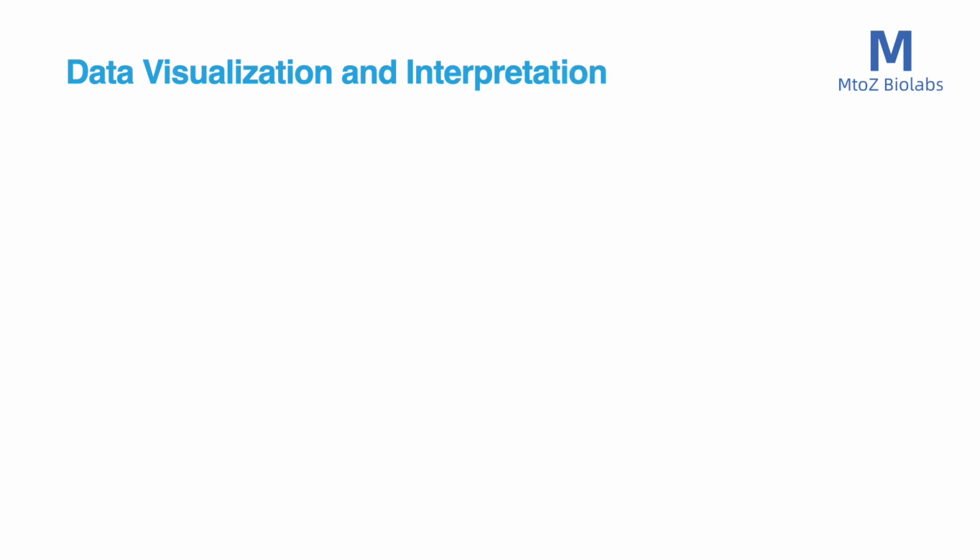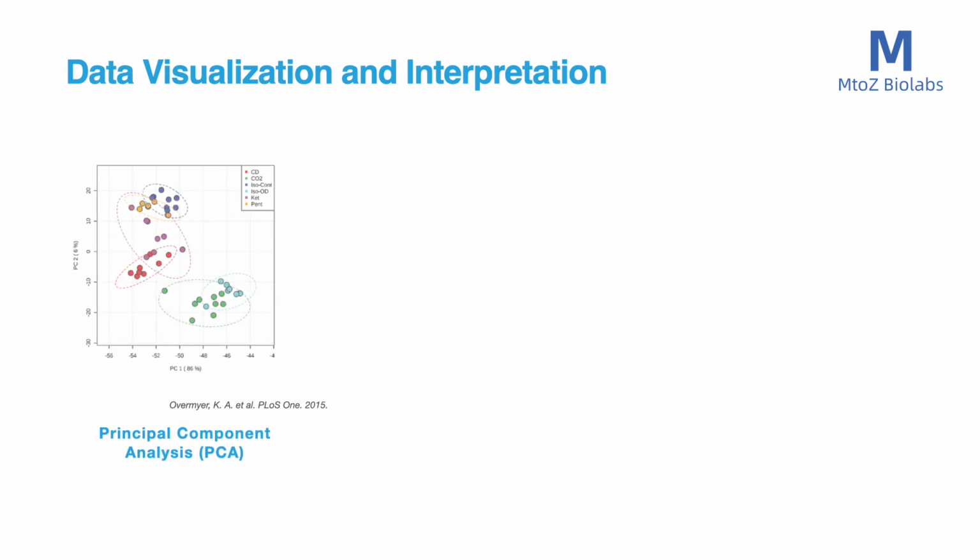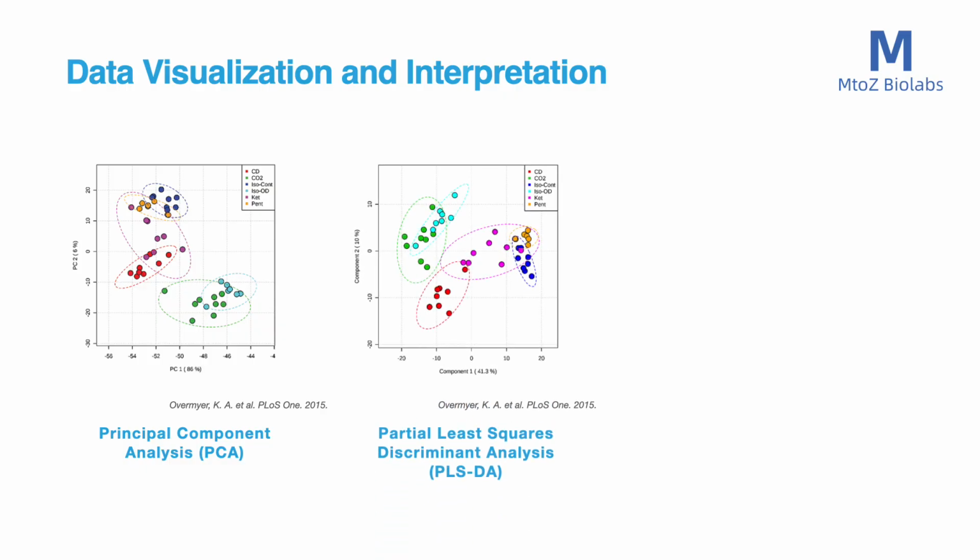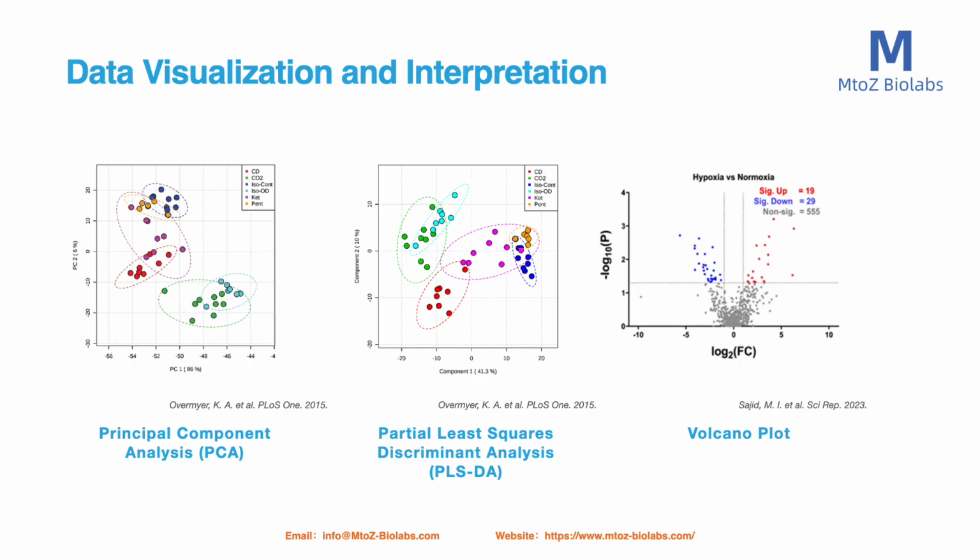Once data analysis is completed, the results are presented using multiple visualizations to highlight different aspects of the metabolomic study. Here, the PCA plot shows the overall distribution of samples and reveals natural clustering trends without prior classification. The PLSDA plot, in contrast, is a supervised method that emphasizes separation between predefined sample groups. The volcano plot highlights metabolites that are significantly upregulated or downregulated, combining fold change with statistical significance for rapid screening.